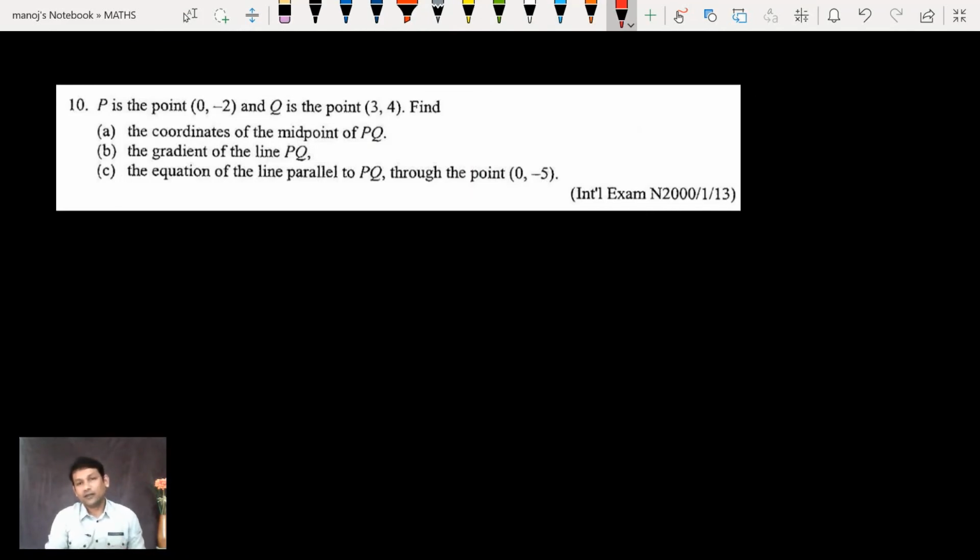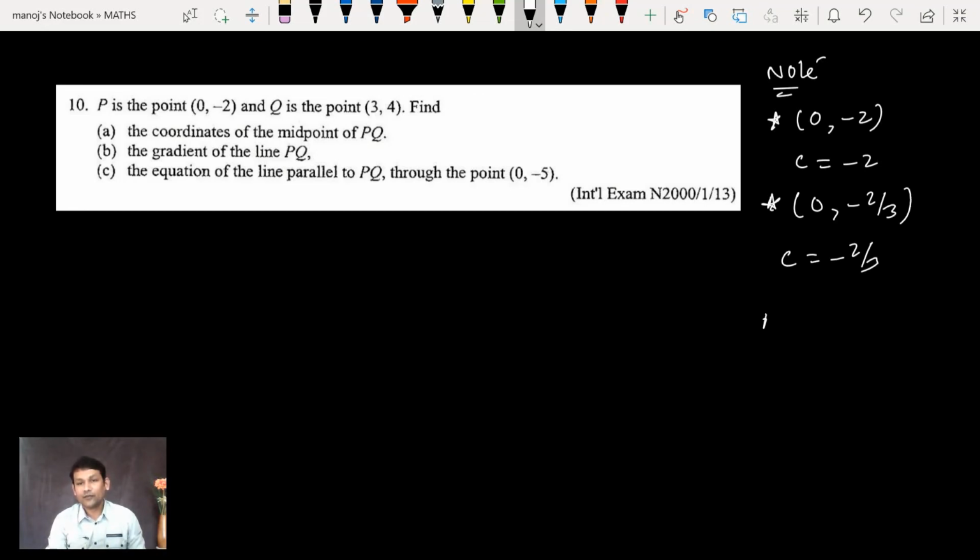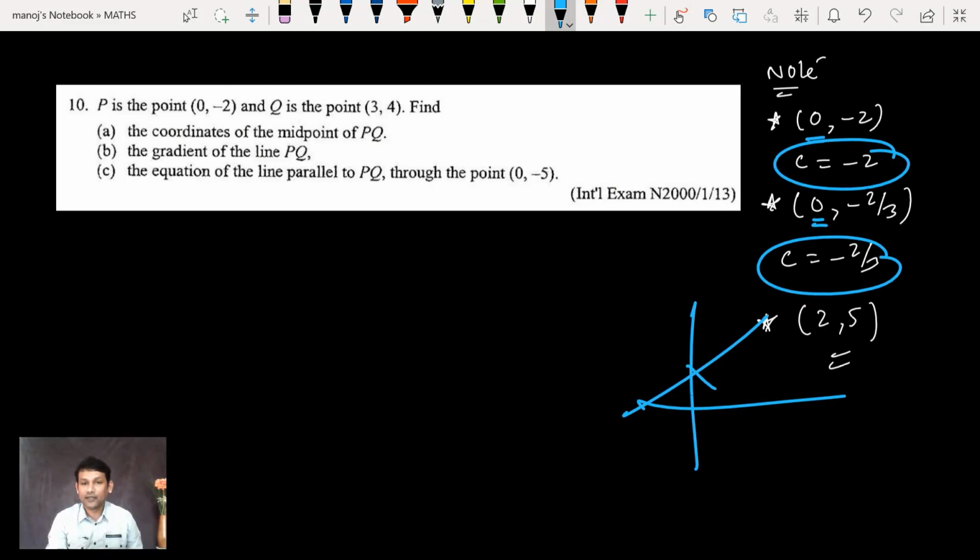I want to write something here as a note. Can you tell me what is the y-intercept in this question? Yes, C is minus 2 upon 3. Can you tell me what is the y-intercept for this coordinate? It is not possible to say, because this is not 0. To know the y-intercept, the x-value should be 0, then we can have the value of y-intercept where the line cuts the y-axis near C.